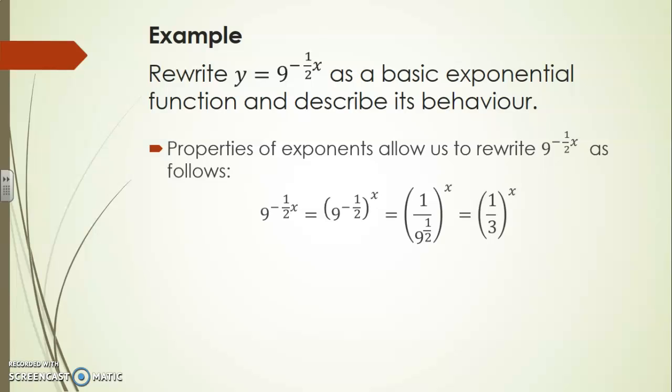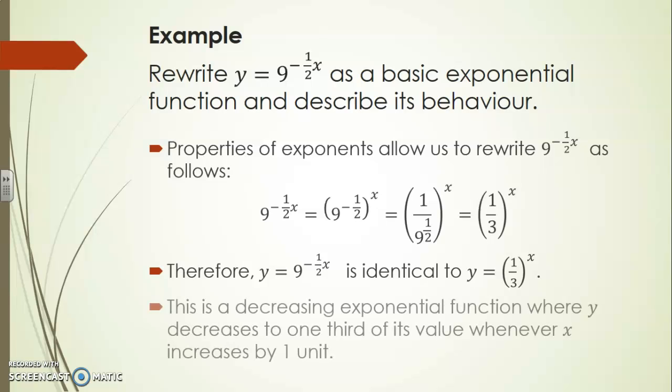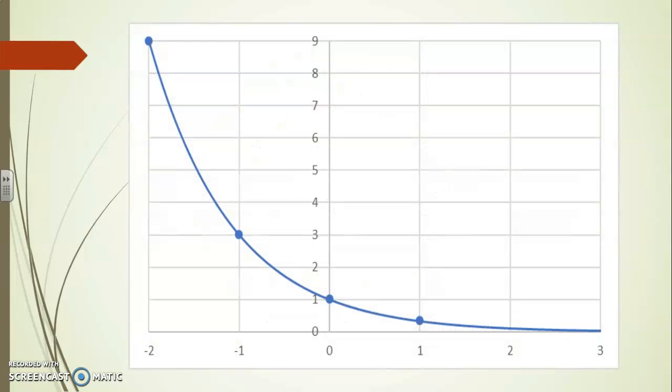Now a fractional exponent, such as a half, is equivalent to rooting, so the root of 9 is 3. In other words, y equals 9 to the minus 1/2 x is identical to y equals 1/3 to the x. This is a decreasing exponential function where y decreases to 1/3 of its value whenever x increases by 1 unit. And this is the other function that we drew a little bit earlier.